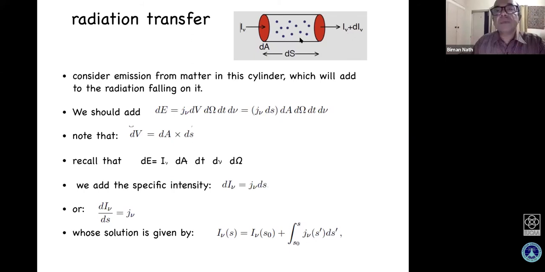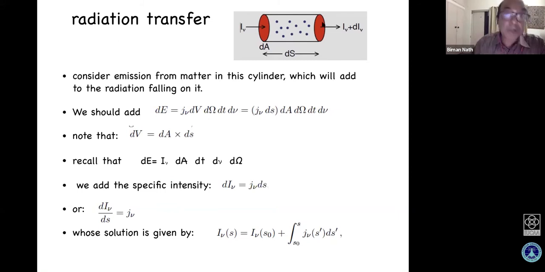The deviation could be because some amount of radiation has been absorbed by the material here. It also can be that the material inside is also radiating, so it's adding to the radiation that is coming here. So both possibilities are there.